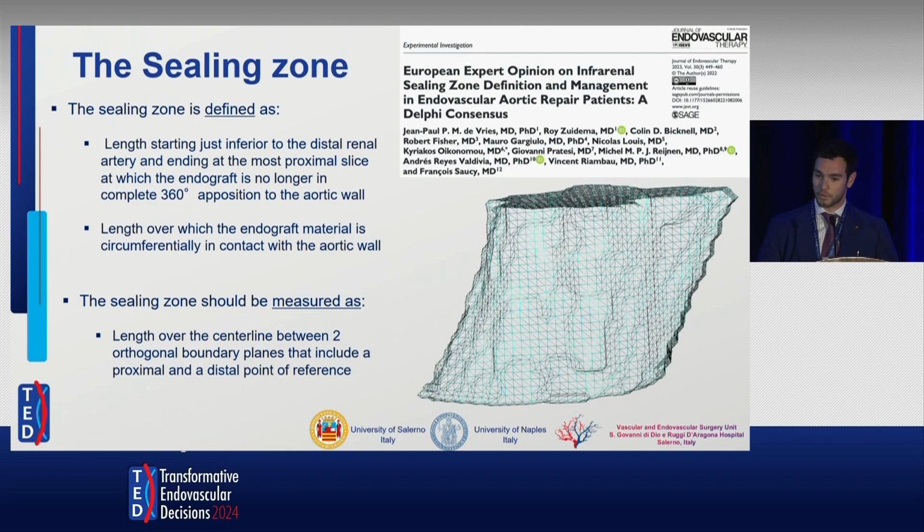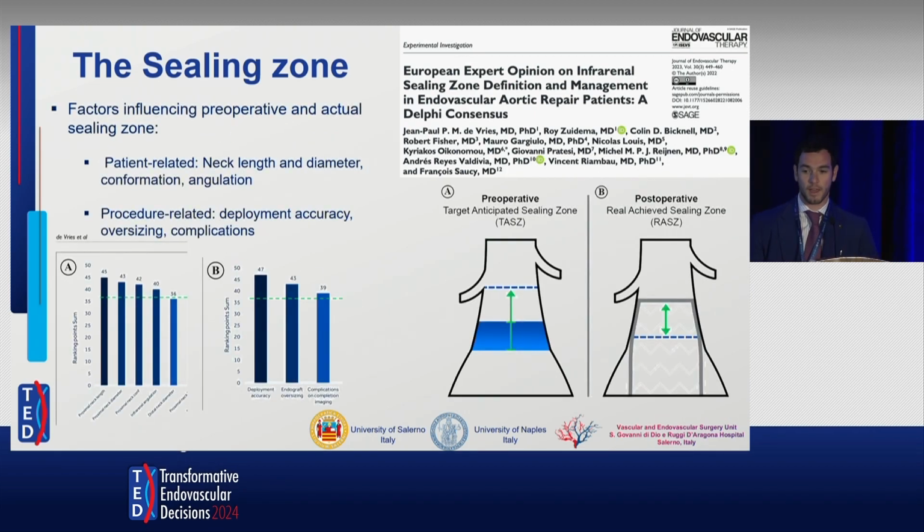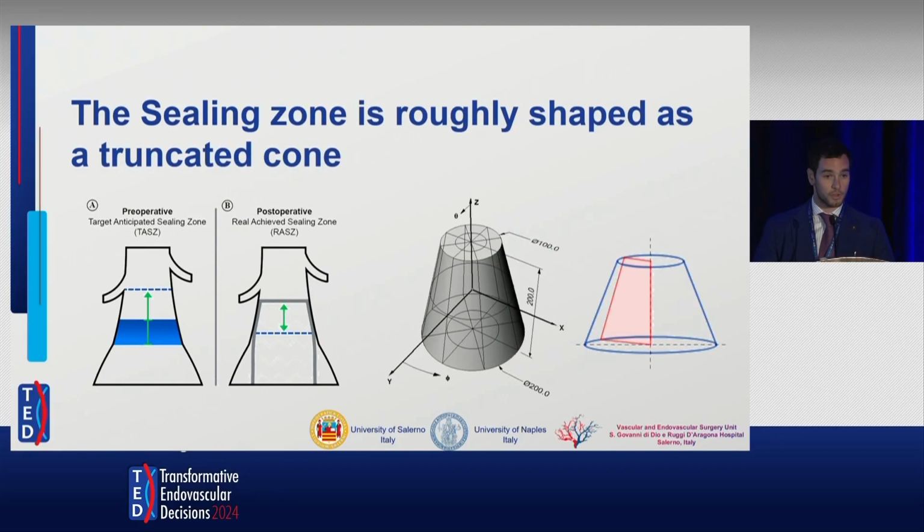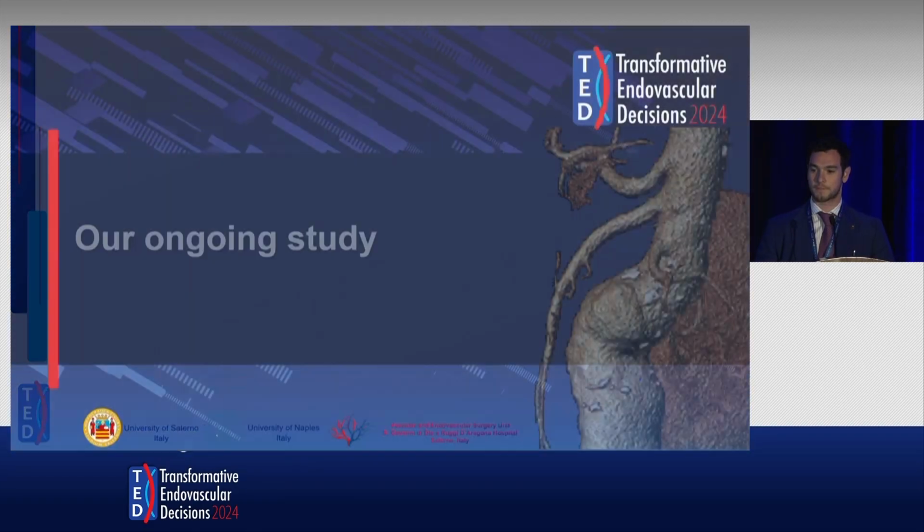The sealing zone is defined as the aortic segment in which the endograft is totally opposed to the aortic wall, and it is influenced by patient and procedure-related factors. We distinguish a target sealing zone and a real achieved sealing zone, which has roughly the shape of a truncated cone. We care most about its lateral surface.